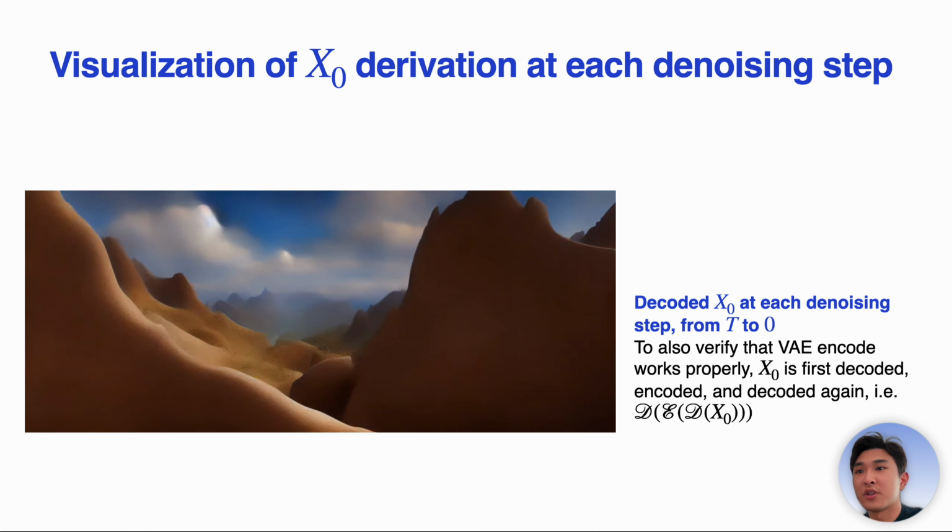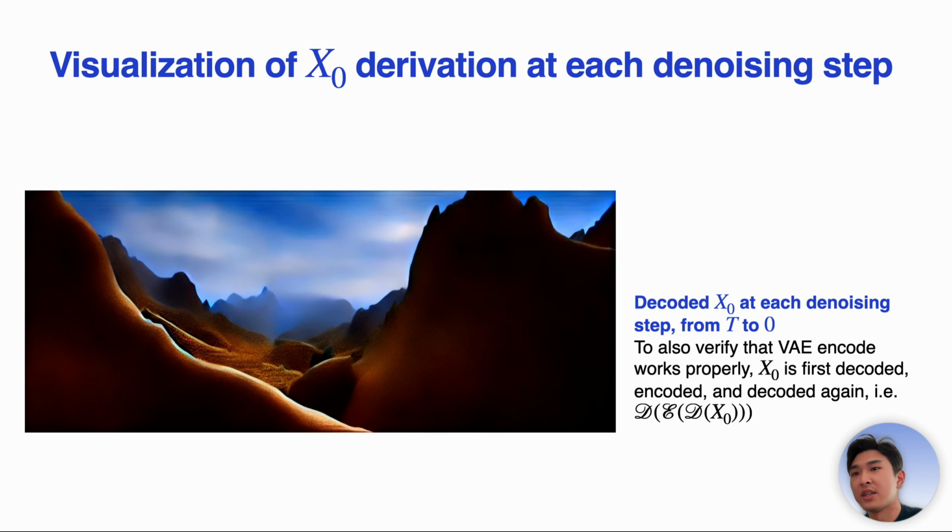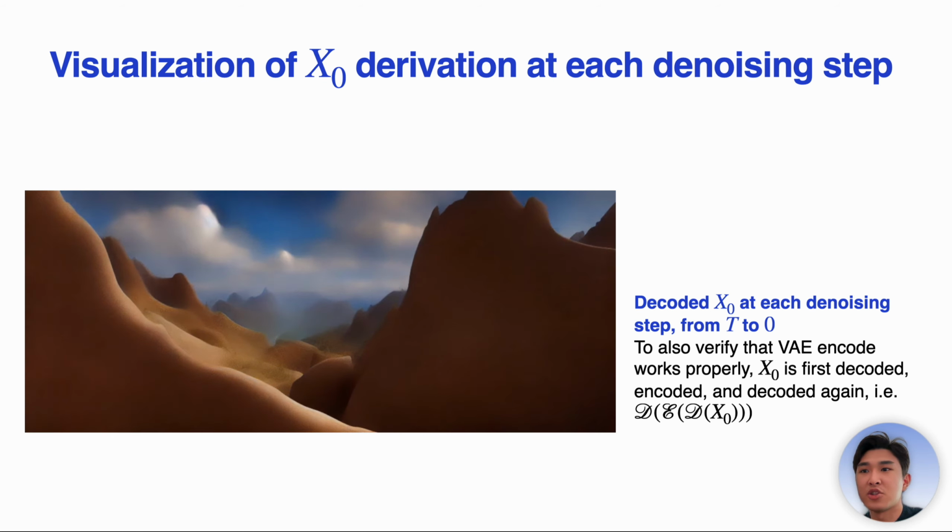Here's a visualization of the derived x0. To verify it can be processed by the autoencoder, we decode it, encode it, and decode it again, and obtain the image at each noise step you are looking at right now.